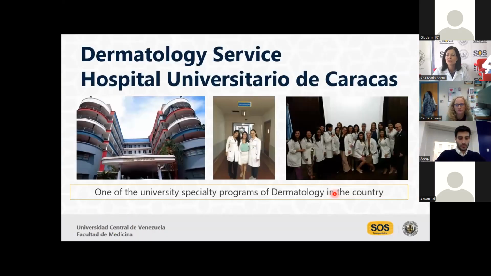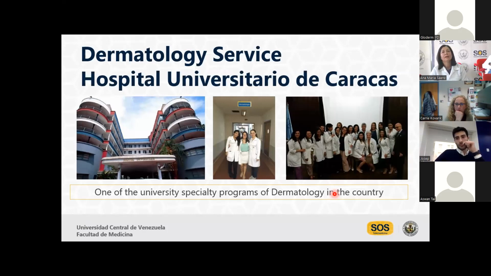So what is dermatology doing here? Dermatology is a service, and this is where I work, located in the Hospital Universitario de Caracas. It's one of the three resident programs at the Universidad Central de Venezuela. This is a reference center because it's the only service that has hospitalization for skin disease patients, so we see patients from all over the country.